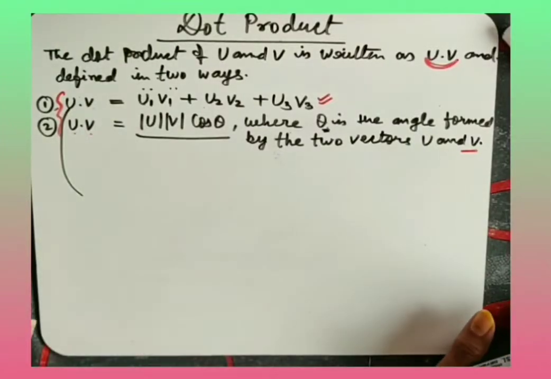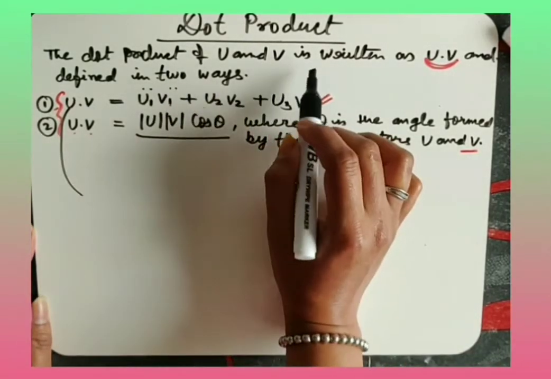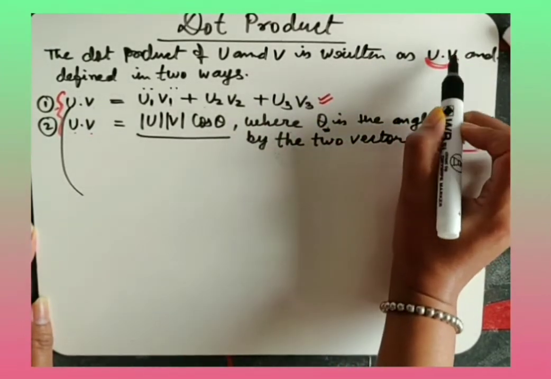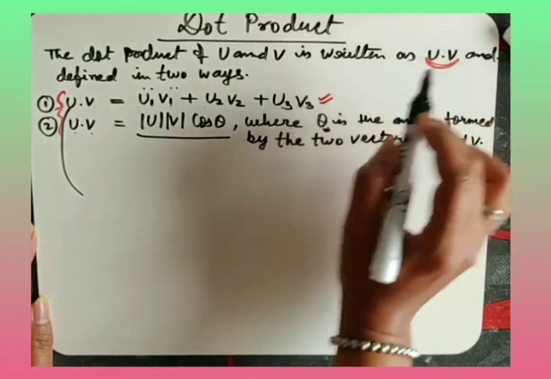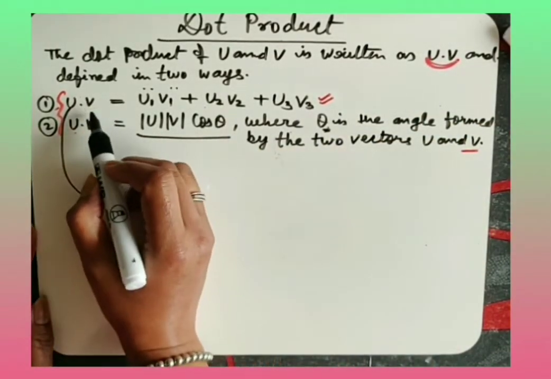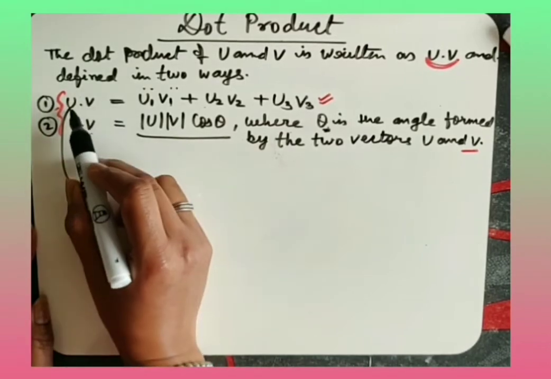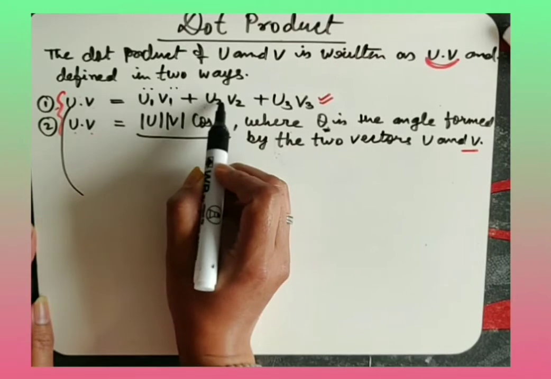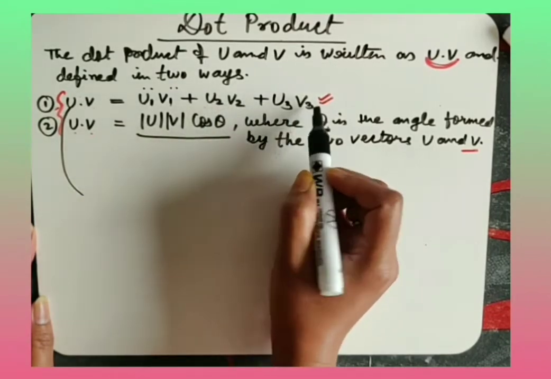Hello everyone. In this video I am going to explain the dot product of two vectors u and v. The dot product of two vectors u and v is written as u dot v, and it is defined in two ways. First way is u dot v, which is equal to u1 v1 plus u2 v2 plus u3 v3.